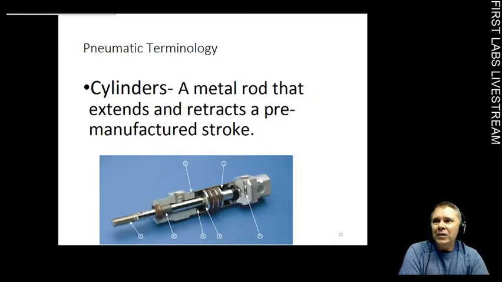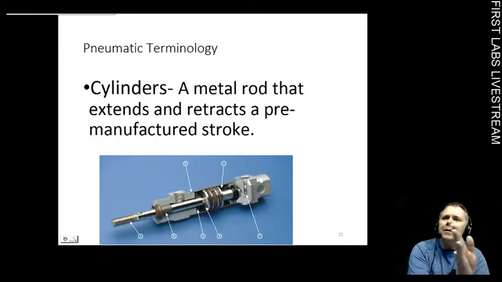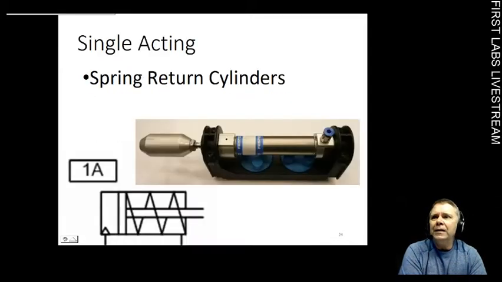Okay, you see the cylinder is a metal rod that extends and retracts in a pre-manufactured stroke, and you can see right there, there's the metal rod going back and forth, and you see the piston itself that moves back and forth inside there.